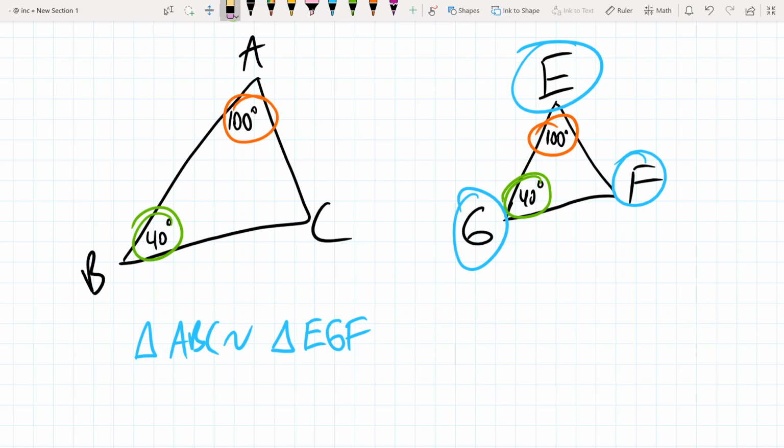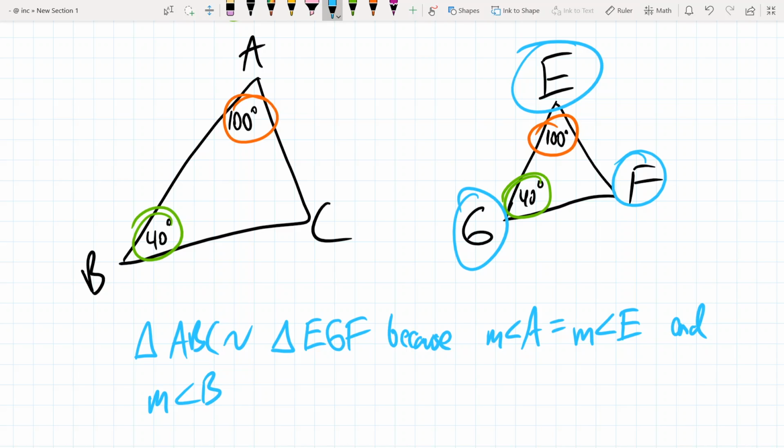Now you have to explain why. So you could say something like, because the measure of angle A equals the measure of angle E, and the measure of angle B equals the measure of angle G. If you don't want to write measure of angle B equals measure of angle G, you could also write it as angle B is congruent to angle G. So you basically said triangle ABC is similar to triangle EGF because you've got one pair of congruent angles and you've got another pair of congruent angles.